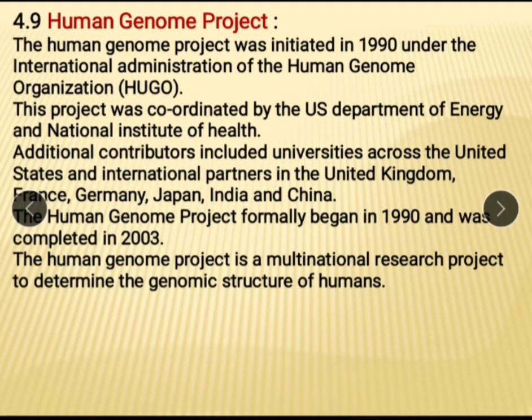Human Genome Project. When was it started? In 1990. Who started it? The International Human Genome Organization, that is HUGO, and this project was coordinated by the US Department of Energy and the National Institutes of Health. Many countries were involved in this project, such as United Kingdom, France, Germany, Japan, India and China. It began in 1990 and was completed in 2003.